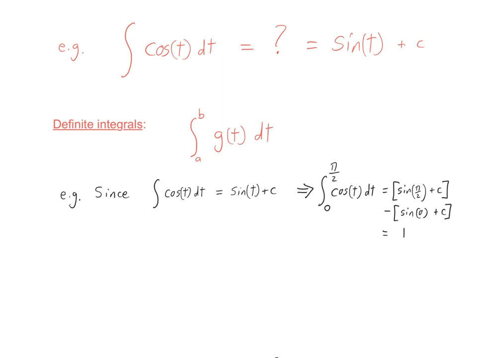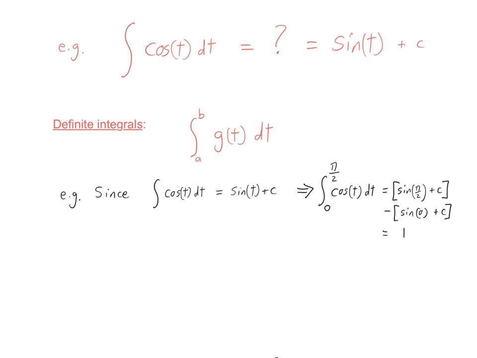So let me repeat the general procedure here. When you want to compute a definite integral of some function, suppose you know what the indefinite integral of that function is. Take that indefinite integral and replace t by the upper limit. Then replace t by the lower limit, and then subtract those two quantities that you got.